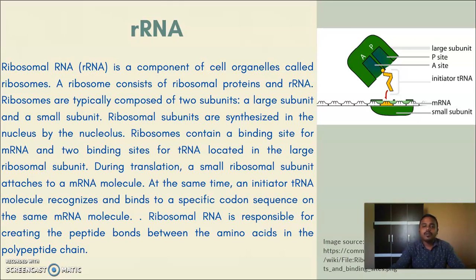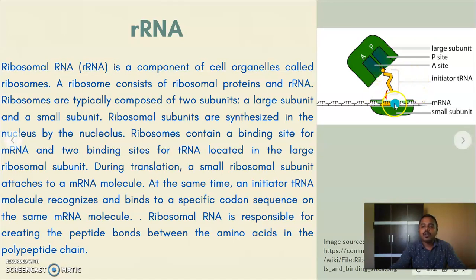So during the translation process, which is the next process, initially you have transcription, which is followed by translation. During translation, a small ribosomal subunit attaches to an mRNA molecule. You could see here there is a small subunit and it gets attached to the mRNA, which reaches the cytoplasm. At the same time, an initiator tRNA, you could see here, this particular molecule recognizes and binds to a specific codon sequence on the same mRNA molecule.